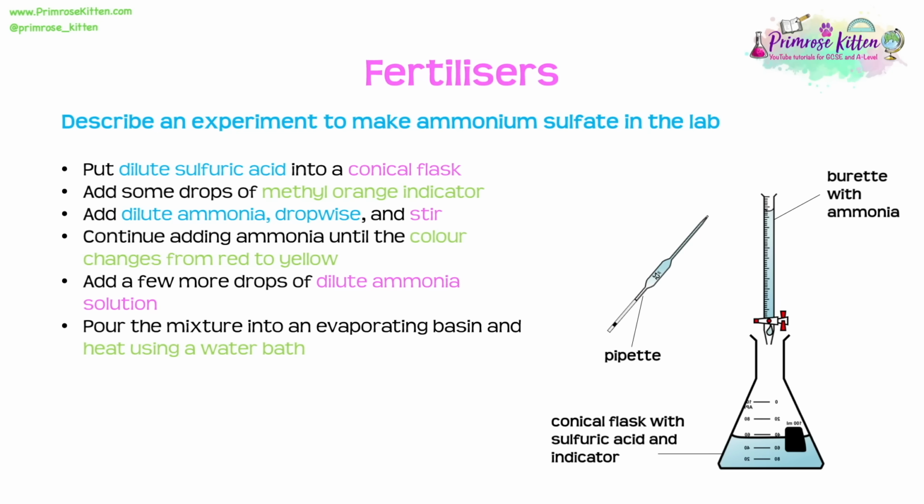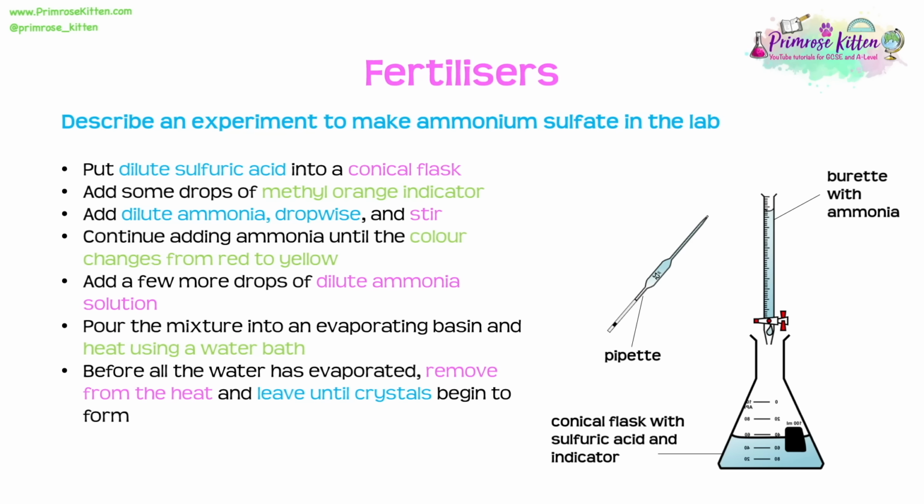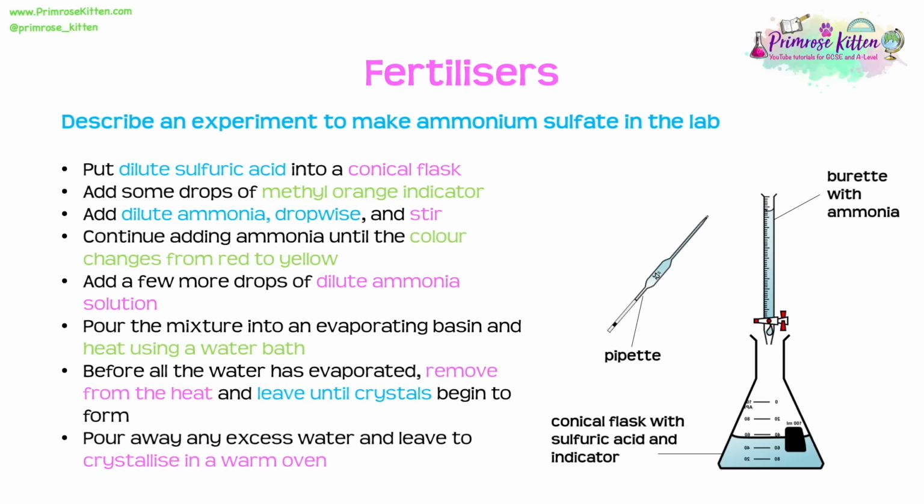We're then going to pour the mixture into an evaporating basin, and then we're going to heat it using a water bath. The reason for doing this is to start the evaporation of some of this water that's in the solution, and of course to remove any of that excess ammonia. Now, before all the water evaporates, we're going to remove this from the heat, and we're going to leave it until crystals begin to form. At that point, we're going to pour away any excess water, and then we're going to leave it to crystallise in a warm oven.